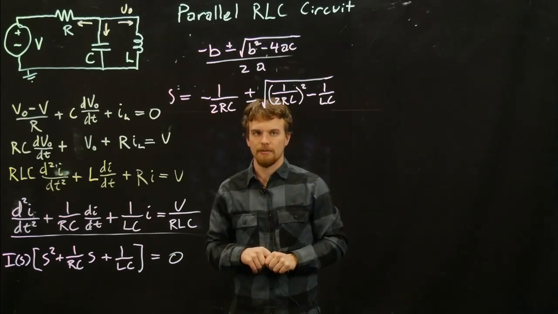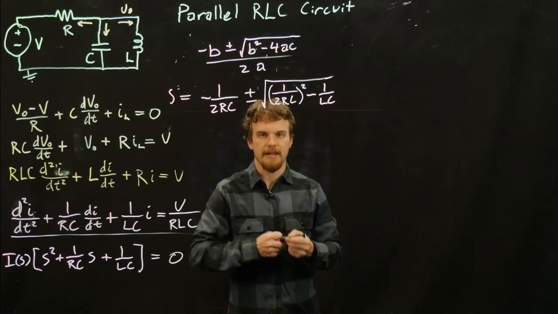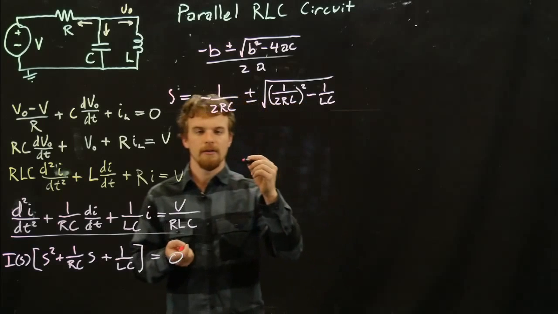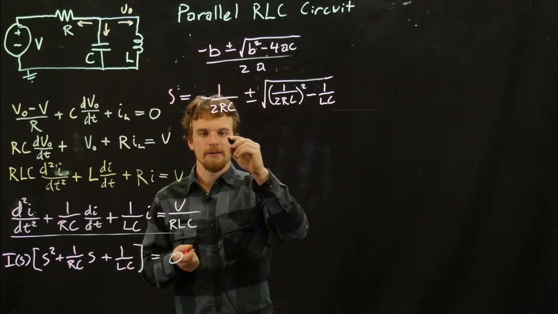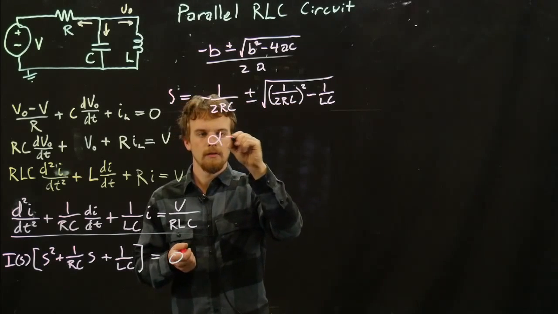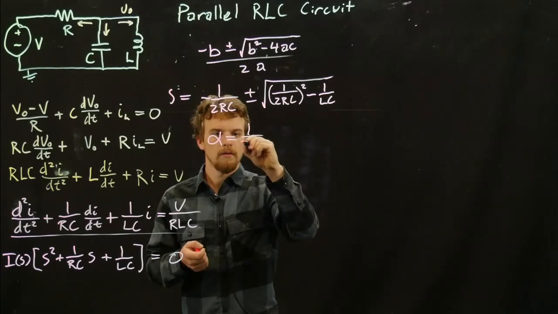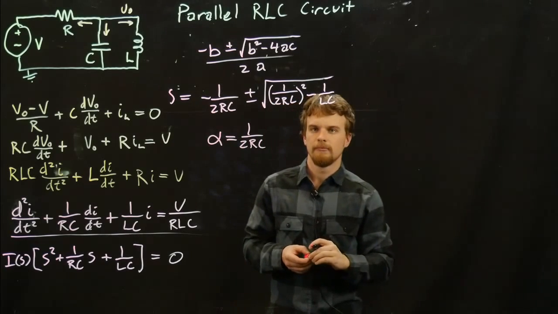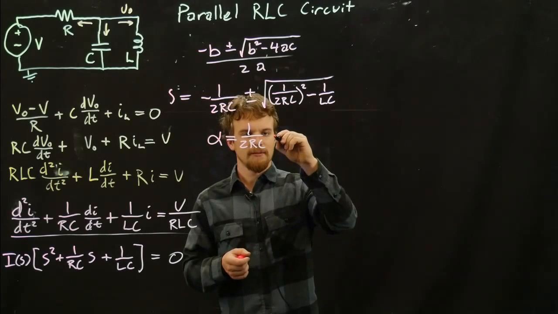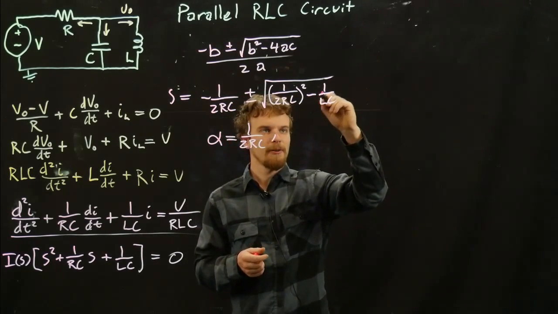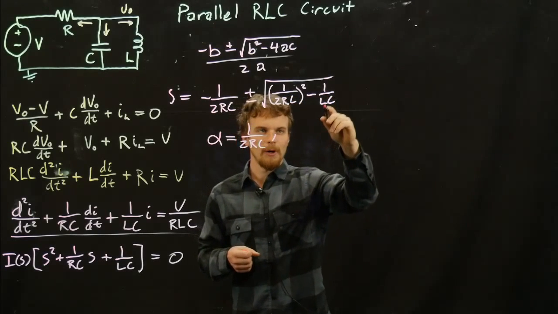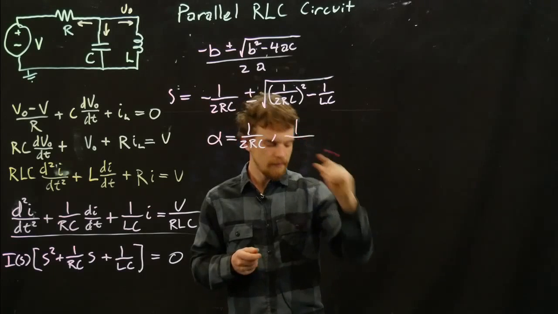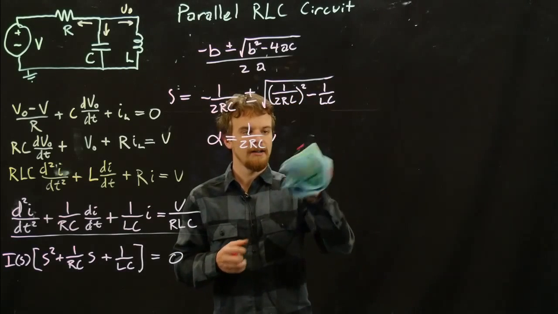So let's rename these terms, just for the sake of convenience. Let's call 1 over 2RC alpha. And this is really just manipulation so stuff works out for us. But let's call 1 over the square root of LC omega naught.